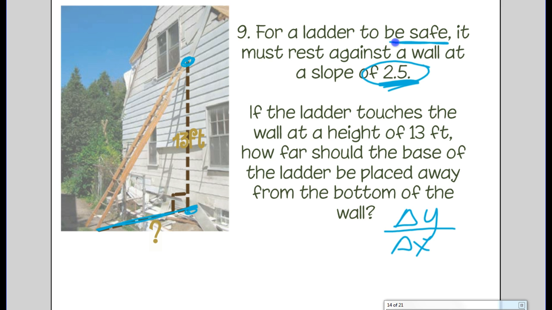Now, what is delta y? They actually gave it to us. You don't have to find it. What is the y? Is it this or this? Show me y. This. What's y? 13. So delta y is 13. What's delta x? Question mark. Delta x is question mark.